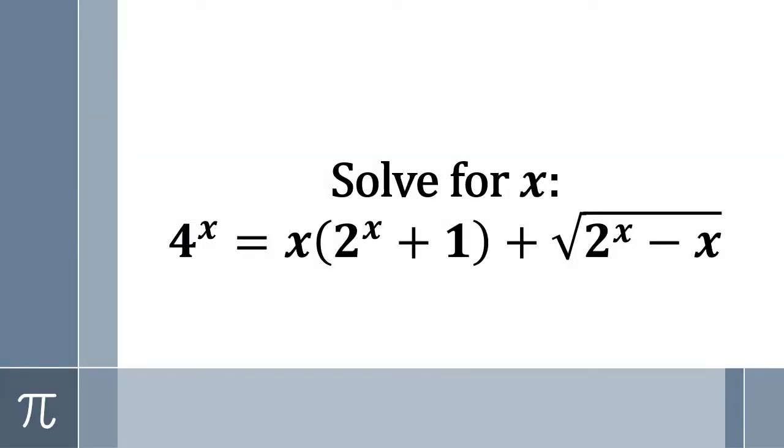Hello everyone. In today's video, let's try to solve an equation that contains both radical expressions and exponent expressions. Here comes the question: 4 to the x power equals x times 2 to the x power plus 1 plus the square root of 2 to the x power minus x.